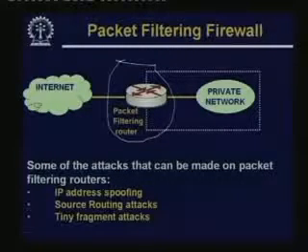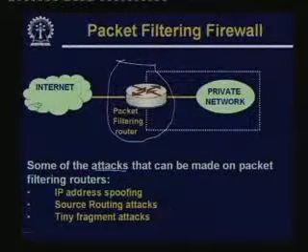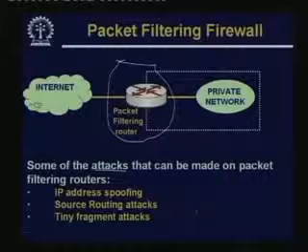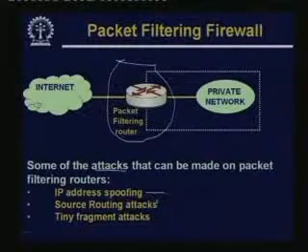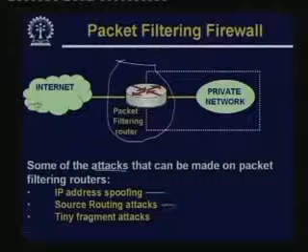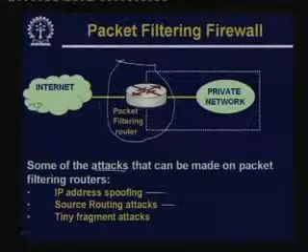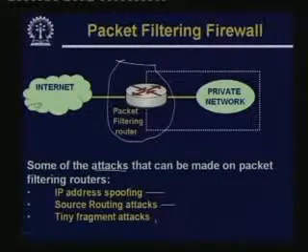Now, this method is not very secure in the sense that some kind of attacks which are well documented are possible to be mounted on this kind of a system, like IP address spoofing. Someone can change the IP address. So, all rules based on IP addresses will fail. Source routing attacks are also attacks which can be made to the system. There is another attack called a tiny fragment attack, which is also possible to mount on this kind of system.